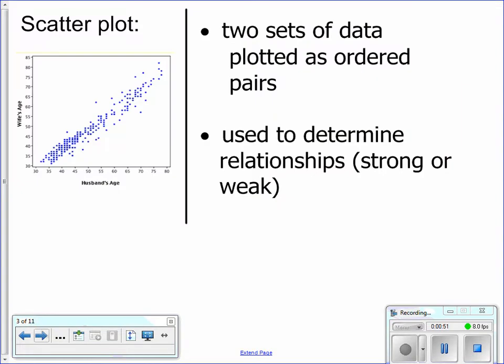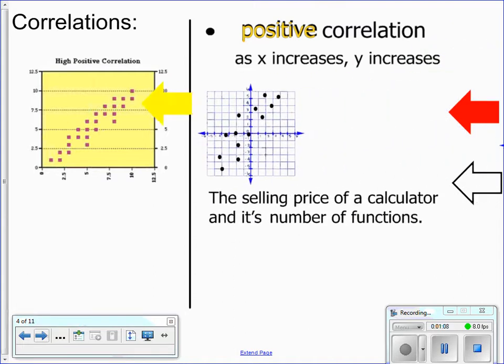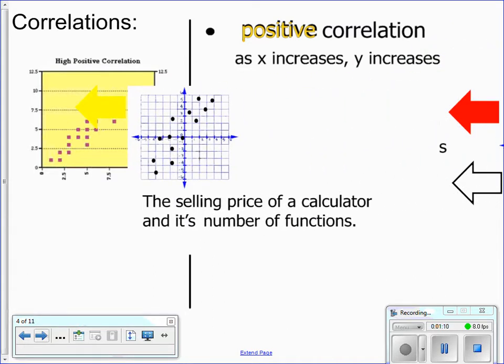So scatter plots, when we put these two sets of data and we plot them as ordered pairs, that way we can see if there's a strong or weak relationship, or one at all. So if there's a positive correlation, that means as x increases, y increases. Okay, so the price of a calculator and the number of its functions. So the more functions there are, the higher the price.